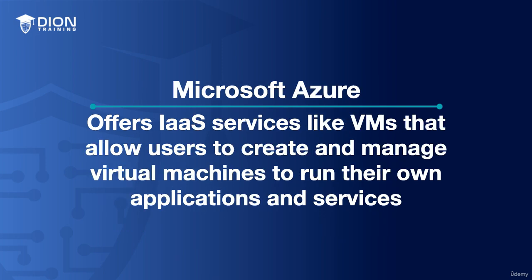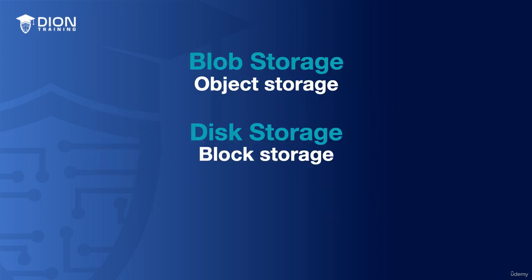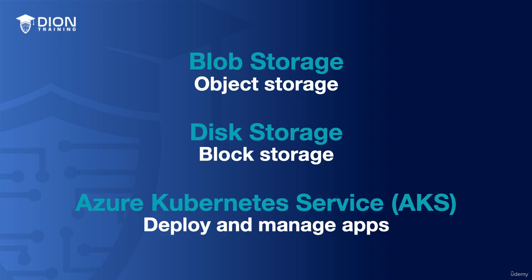The second cloud service provider we're going to discuss is Microsoft Azure. Now, Azure offers similar infrastructure as a service type offerings, including virtual machines, known as VMs, which allow you to create and manage virtual machines on which to run your own applications and services. Azure also offers what's known as blob storage for their object storage, disk storage for block storage, and even the Azure Kubernetes Service, or AKS, which allows users to deploy and manage containerized applications much like Docker does in the traditional IT world.